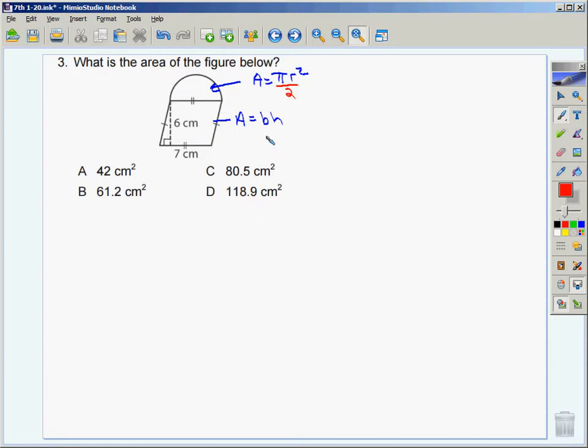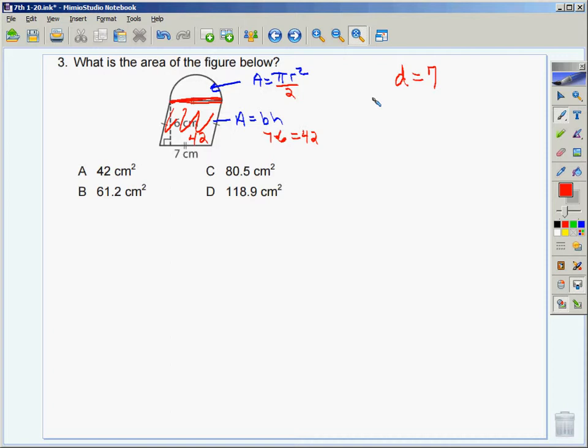So in the parallelogram, my base is 7. My height is 6. 7 times 6 is 42. So the area of this piece on the bottom, in here, that's 42. They gave me this distance. How far is it from one edge of this circle all the way to the other? 7 centimeters. So they gave me the diameter was 7.